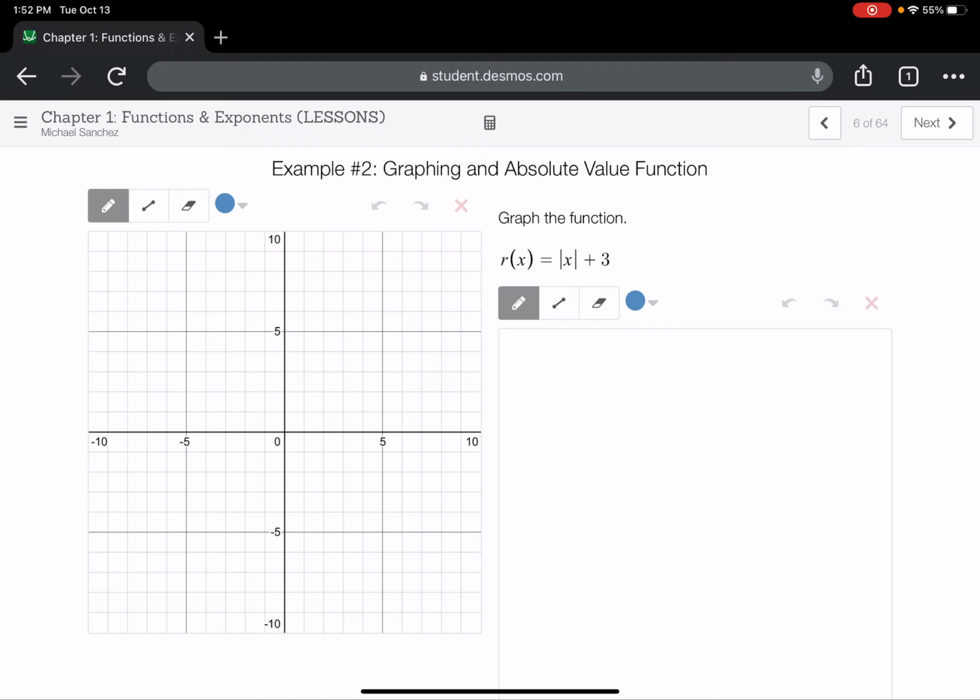All right, we're going to go ahead and move on to example number 2, which is also graphing an absolute value function. But in this case, we're missing a bunch of stuff from here.